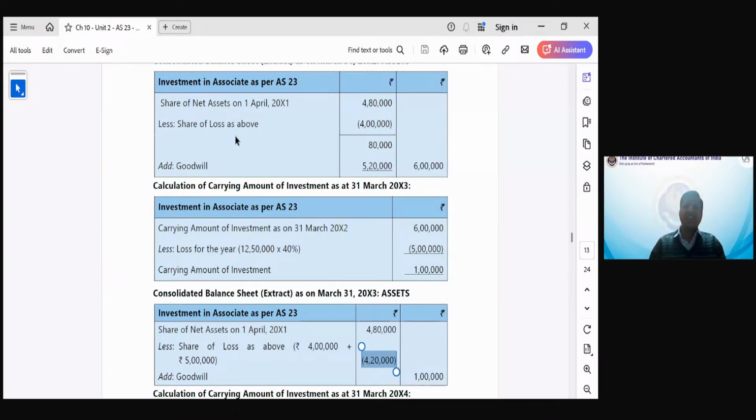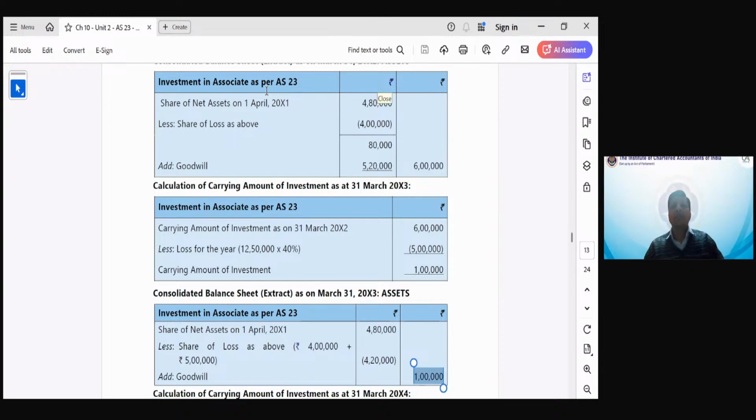Now, this negative amount will have the impact of reducing the amount of goodwill. Now, what was the amount of goodwill at the beginning of second year? 5 lakh 20,000. Yes or no? From this 5 lakh 20,000, what will you do? You will reduce this 4 lakh 20,000. So what is the amount that you are going to get? 1 lakh. So this 1 lakh pertains to what? Only goodwill. So that's the cost of investment that we have at the end of second year.